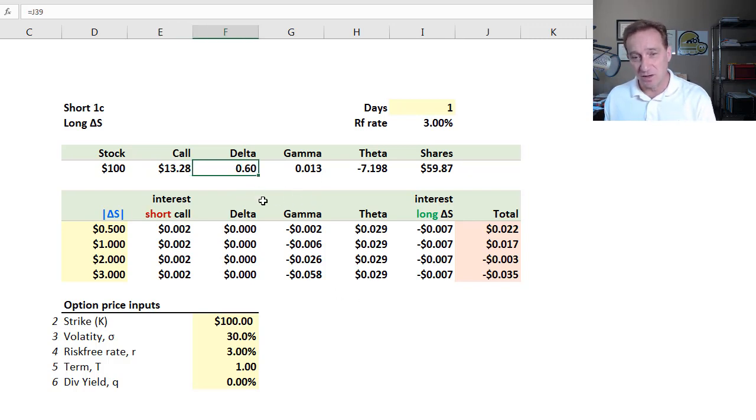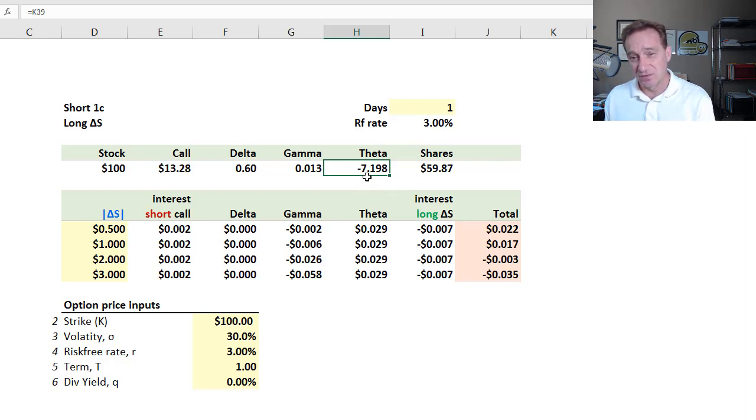If you pull down the spreadsheet, this is all based on actual Black-Scholes and Greek formula calculations. So these are accurate per the model. Then gamma, my percentage gamma is 0.013. And here is what we could call percentage theta.